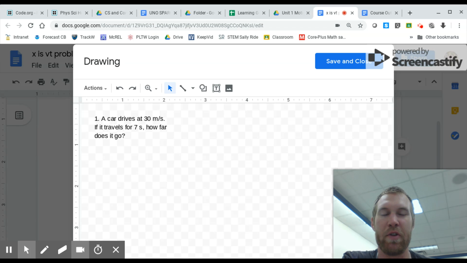So for example, if you're driving down the interstate at 70 miles an hour and you drive for 1 hour, 70 times 1, you go 70 miles. If you drive for 2 hours, 70 miles per hour times 2 hours gets you 140 miles. We're using the same thing here, so we're going to use our equation x equals vt, distance equals speed times time.